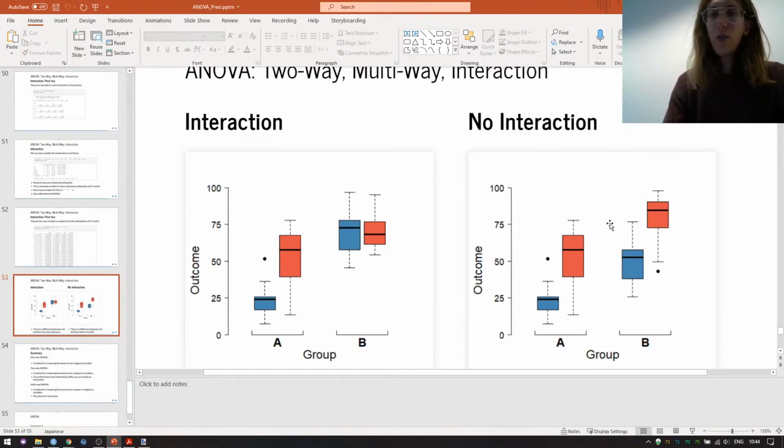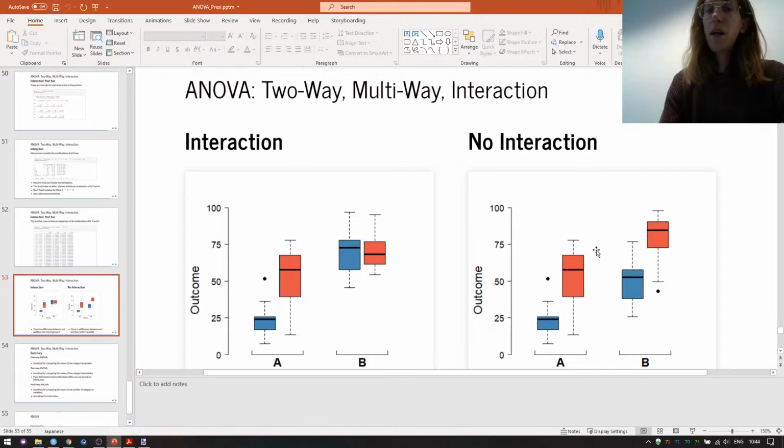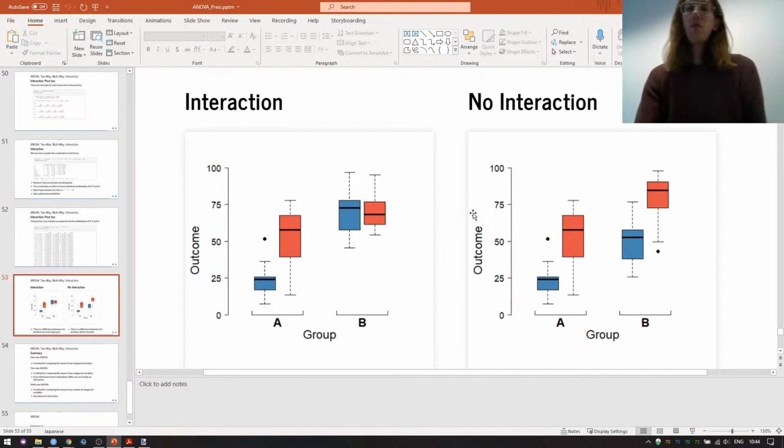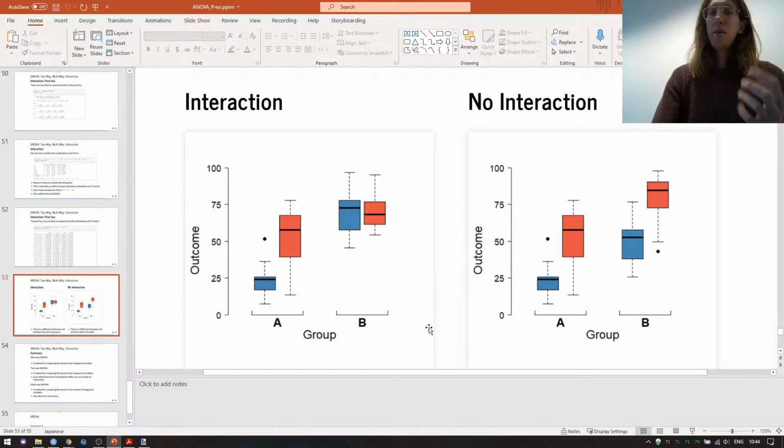Another way to show this interaction effect is by looking at box plots. So you don't necessarily need to provide a box plot if you're performing an analysis like this, but maybe it is a nice way to visualize it for yourself.